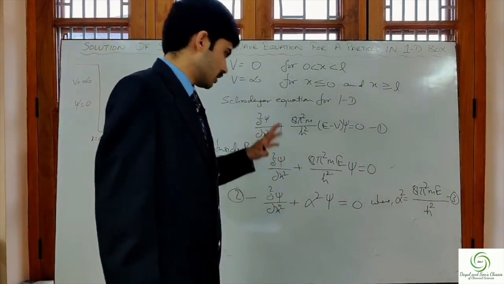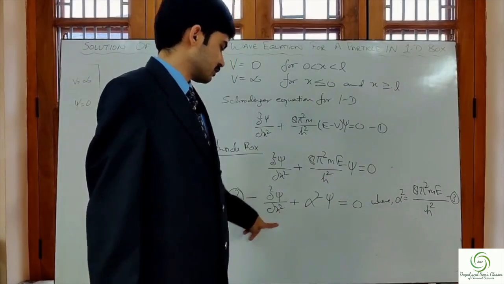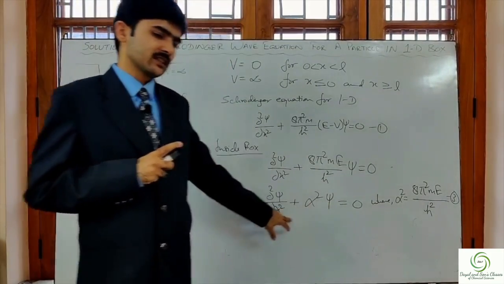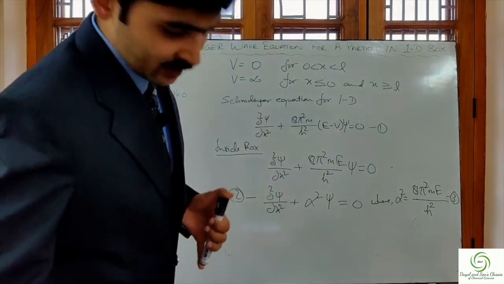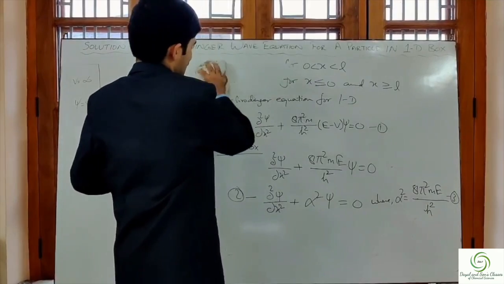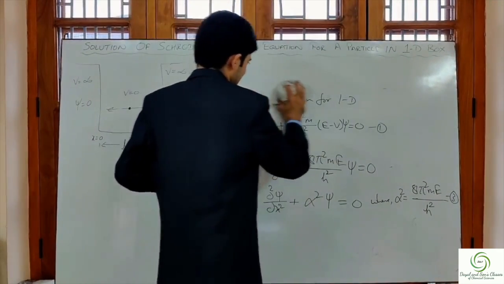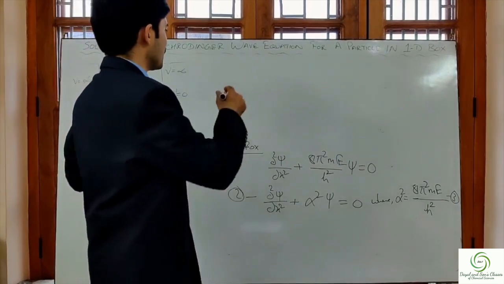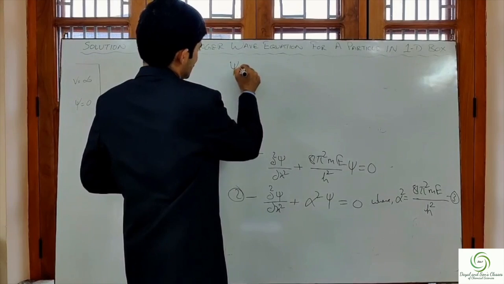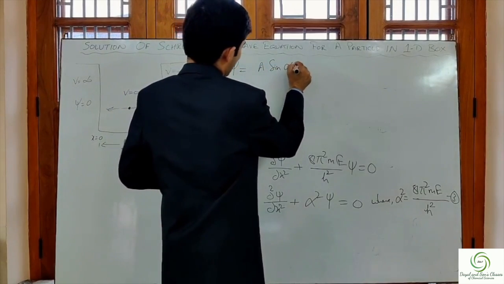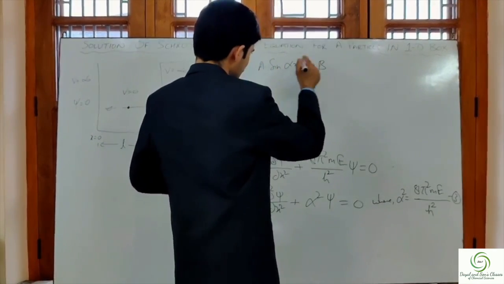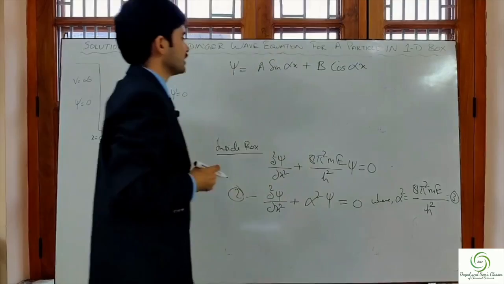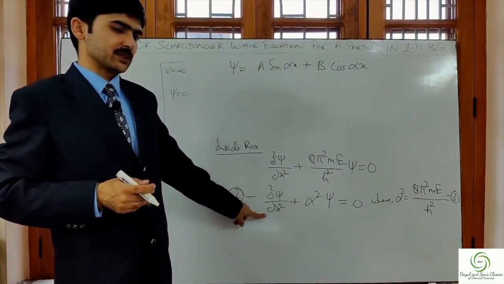Now, what happens? If you see, this equation represents a second order differential equation, and a second order differential equation in psi has a general solution of psi is equal to a sine alpha x plus b cos alpha x.